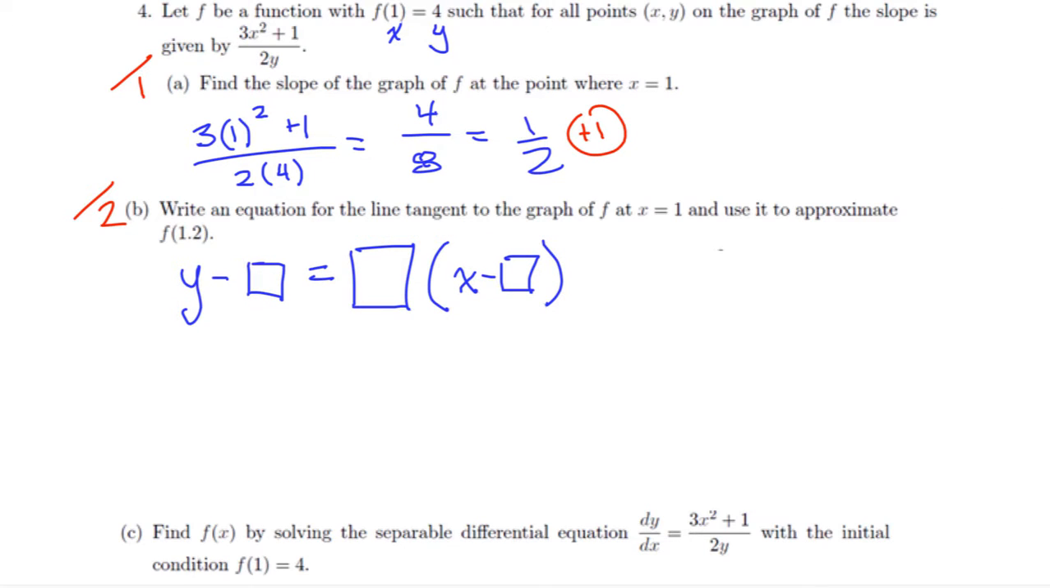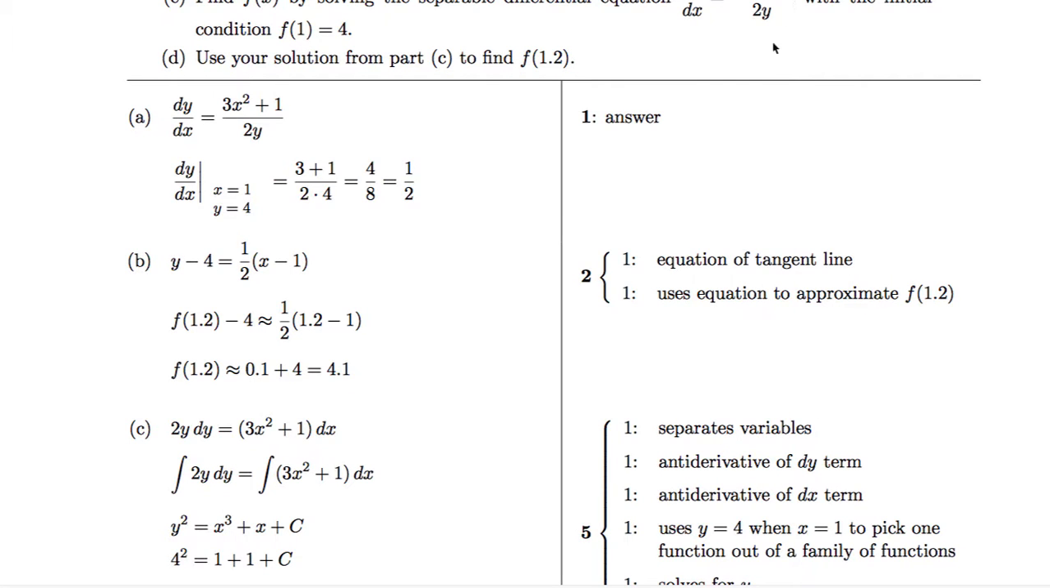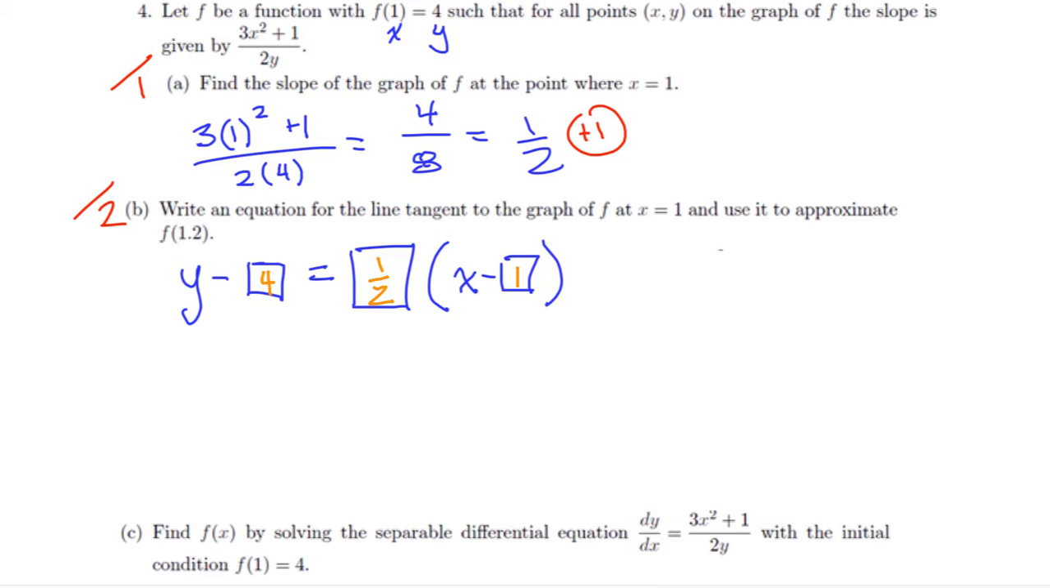All right, and then I can plug in things. I'm plugging in 1 here. I'm plugging in 4. That was given to me. And I found the slope from the last step. Wow, I'm done. I found my equation. Do I get a point for the equation? Boom, 1 point right there, just for plugging in those values into that form. So +1 right away. And then I use it to approximate 1.2.